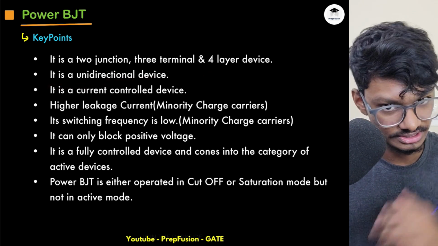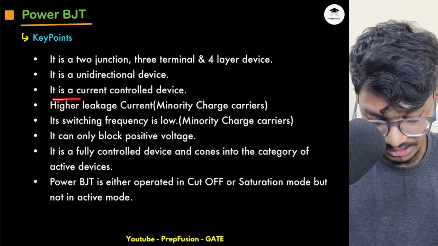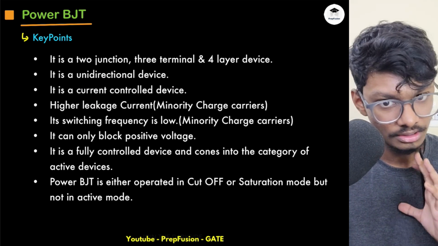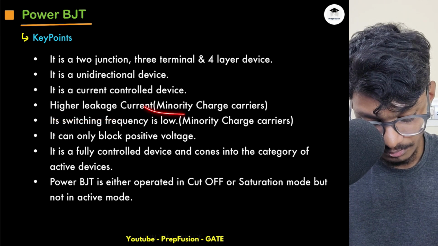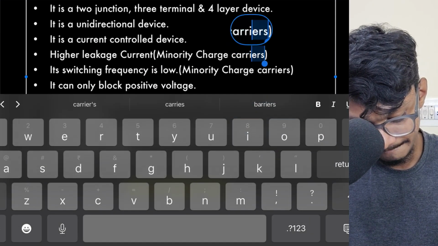It is a unidirectional device. Current can flow in one direction only. It cannot flow in the opposite direction. It is a current control device because I am controlling the base current. With the help of base current, I can control the conduction of the device. Higher leakage current, as it is a minority charge carrier device, right?